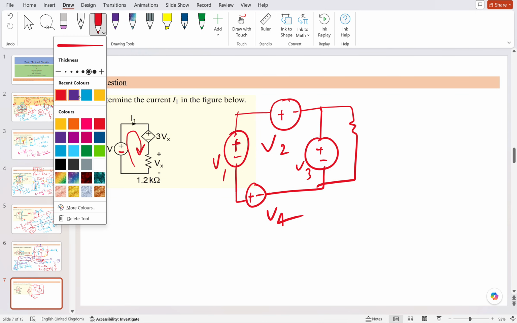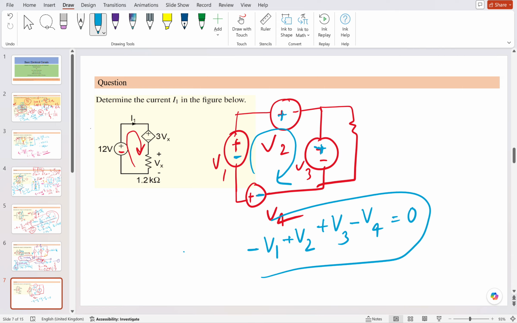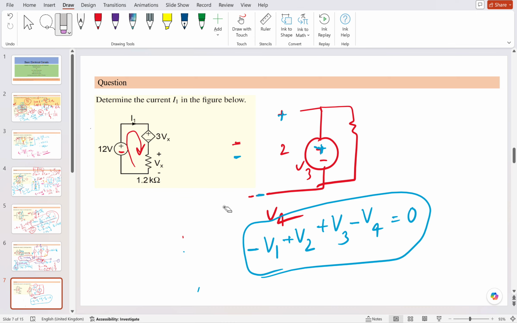If I move through this loop, I take the negative terminal first, so this will be minus V1. Then I move to the second source, it is positive, so plus V2, then third source plus V3, other source minus V4. You can go in the negative direction also. So like this I calculate the KVL. This is a similar concept. You can take the positive also, but take all the positives, or the second potential only. So it's a simple rule to solve multiple KVL equations.